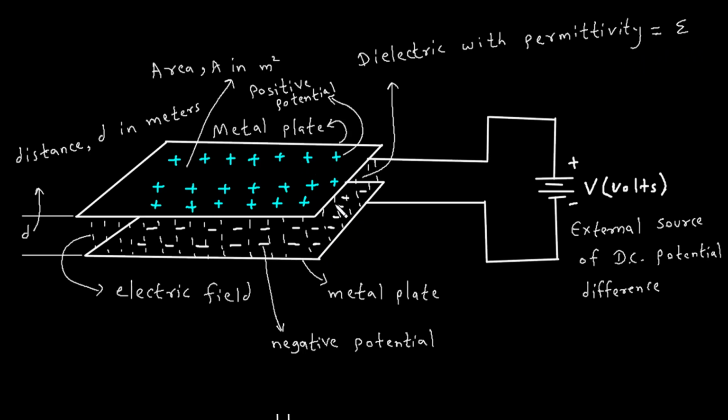Now these are two metal plates, and this is the space in between them, and this is the electric field. So this is the electric field, and this plate contains positive potential and this plate contains negative potential. The distance between these two plates is represented by small d. It is the distance and it is in meters. And the area of plate is represented by capital A, and it is measured in meter square.